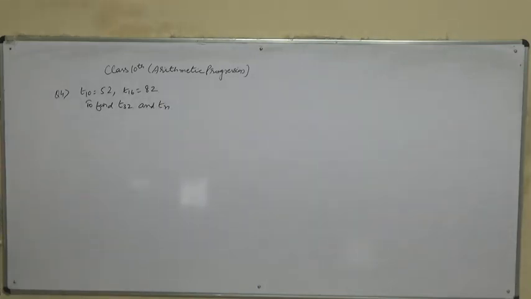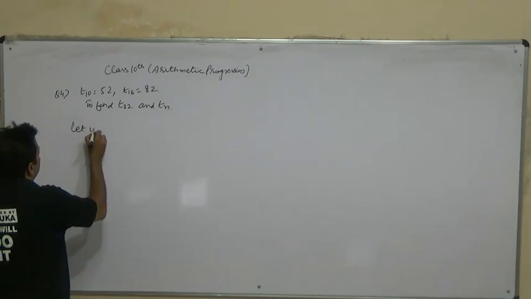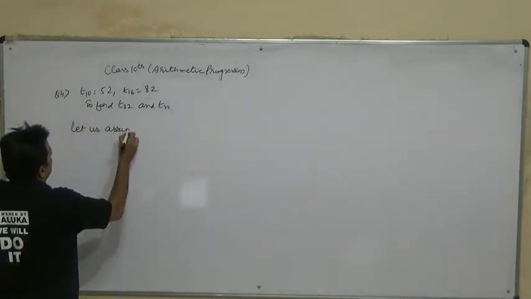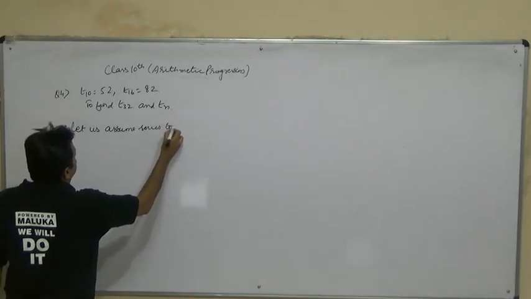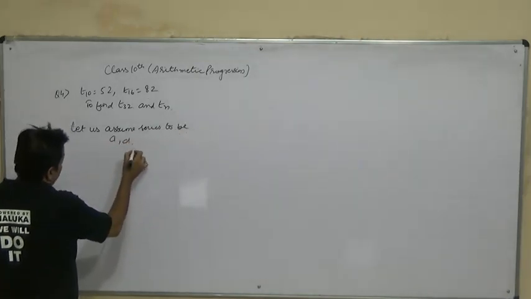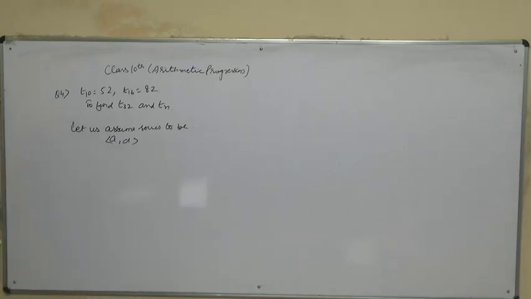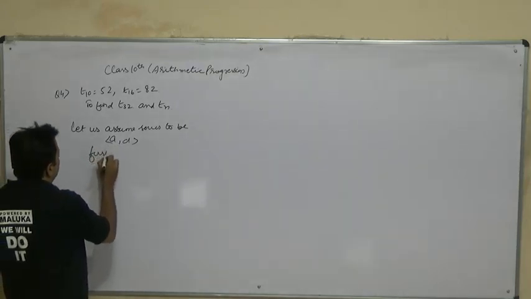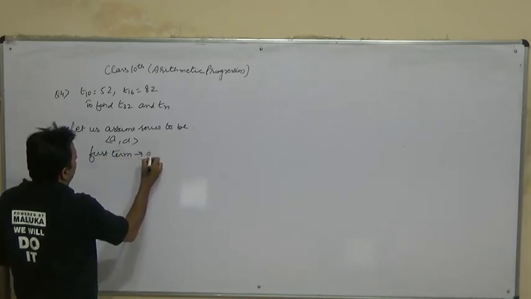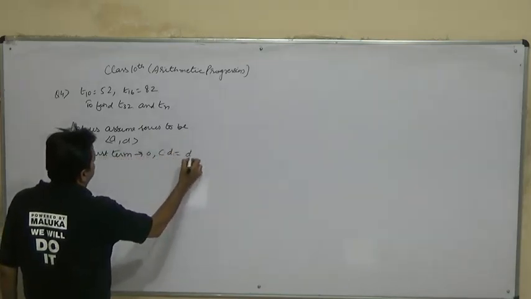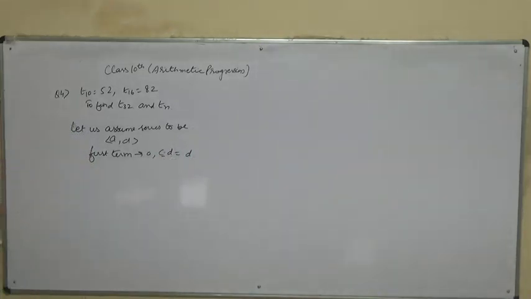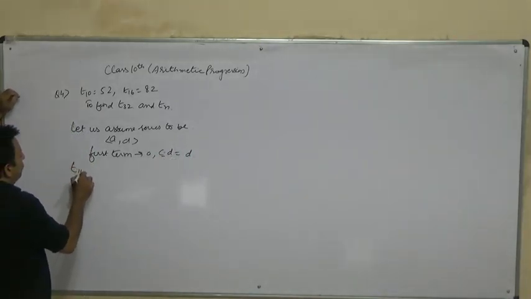So here we are given a certain series whose 10th term is 52, 16th term is 82, and first we will assume the series here. What is the series here? Let us assume the series to be a, d. What do you mean by this a, d? It means first term is a and common difference is d. So what we are given here, T10 is equal to 52.